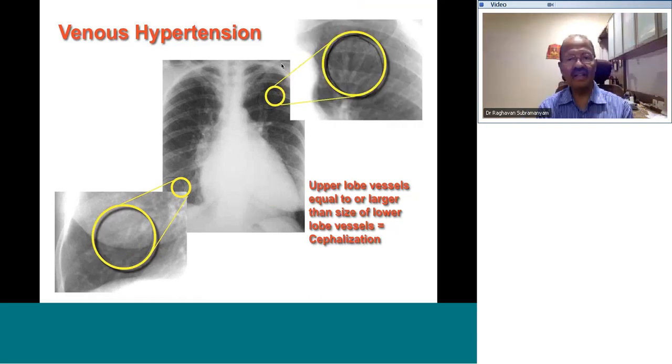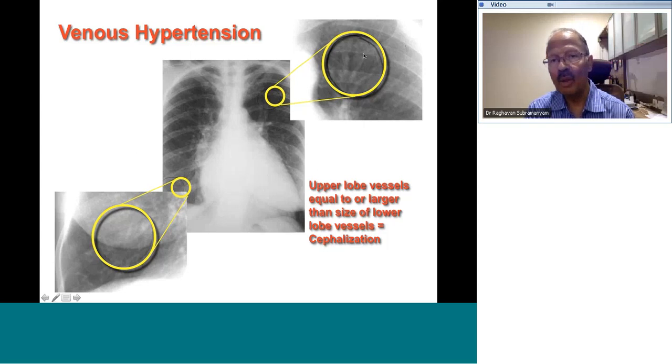Pulmonary venous hypertension, one of the most important findings, is cephalization. The upper lobe veins become very big compared to the lower lobe. Now, if you see this X-ray, you find that the upper lobe vessels are larger than the lower lobe vessels. The lower lobe vessels are very difficult to see on the left side because the cardiac shadow is more massive. Now, this is cephalization: upper lobe vessels being more prominent than lower lobe vessels.